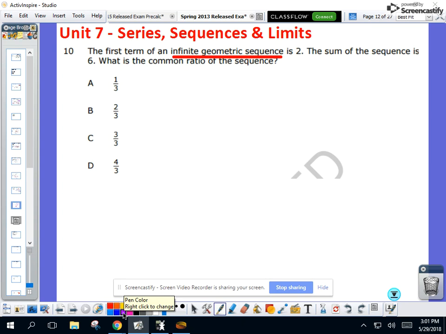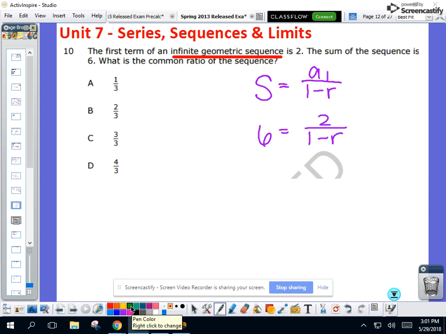So we have to work backwards here. The sum of an infinite geometric sequence is equal to the first term divided by 1 minus the common ratio. If the sum is 6 and the first term is 2, all we need to solve for is that missing variable r. As we talked about before in trig, if the variable's down low, switch.